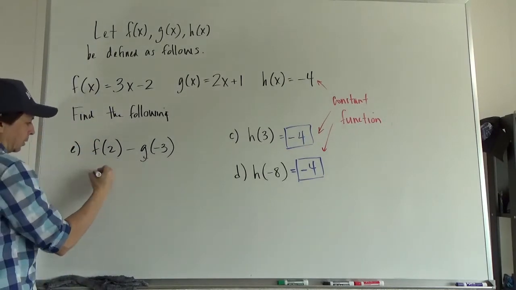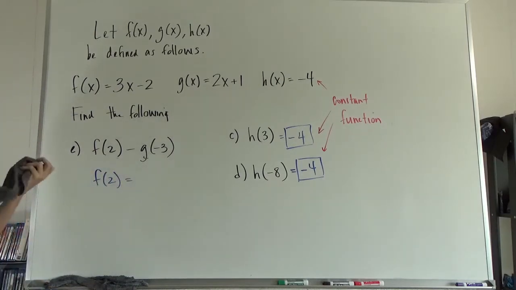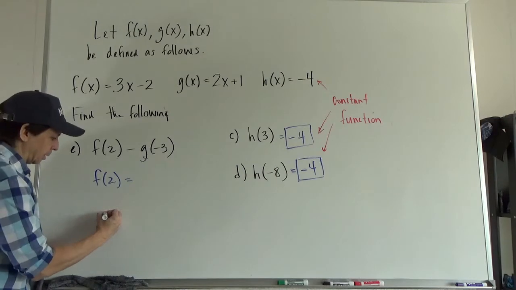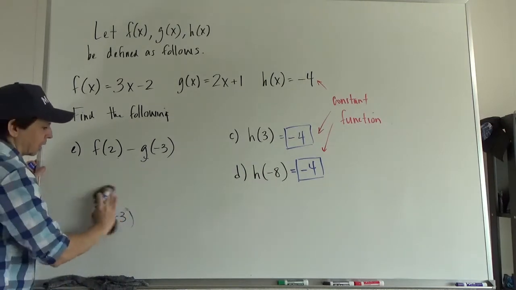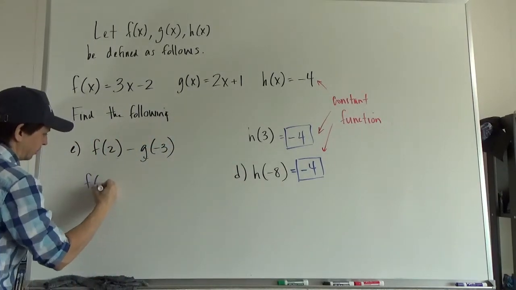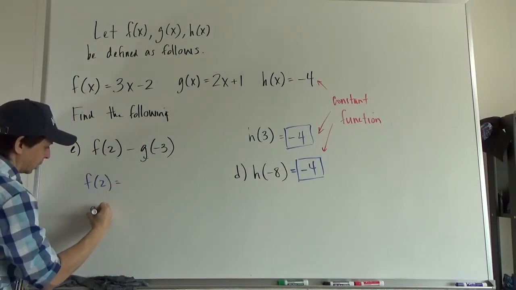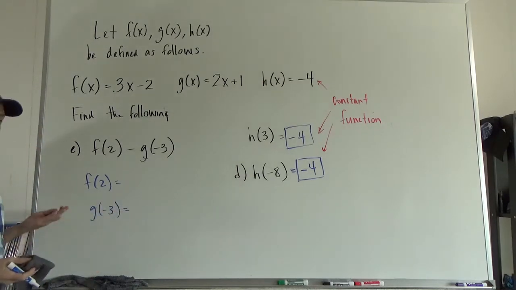I will recommend us just doing two separate problems first, finding f of 2, just f of 2, and then later on after that, just finding g of -3. In fact, I'm going to do it on the side. No, that's fine. Sorry. I'm indecisive today. Okay, so I'm just going to treat it like two separate problems.